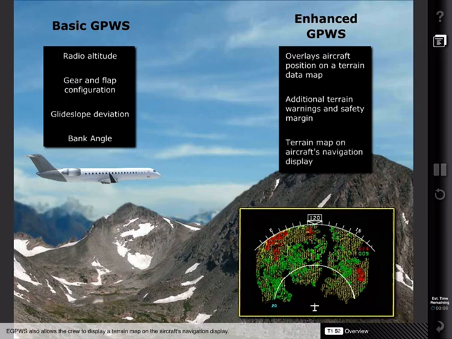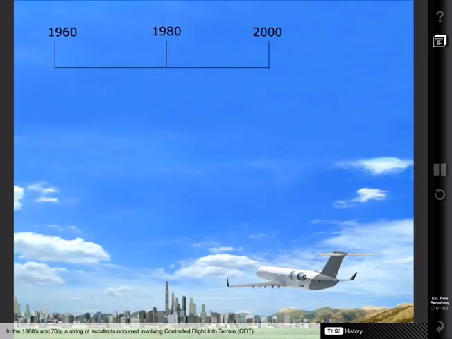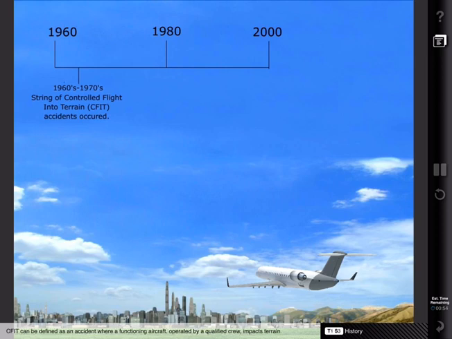EGPWS also allows the crew to display a terrain map on the aircraft's navigation display. In the 1960s and 70s, a string of accidents occurred involving controlled flight into terrain, or CFIT. CFIT can be defined as an accident where a functioning aircraft, operated by a qualified crew, impacts terrain. This spurred regulators to develop an aircraft-independent system that provides flight crews ample warnings of imminent ground contact.